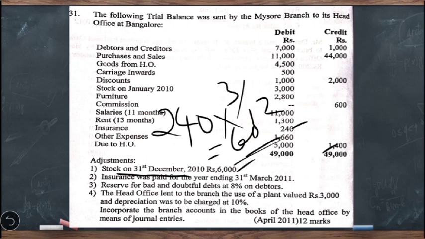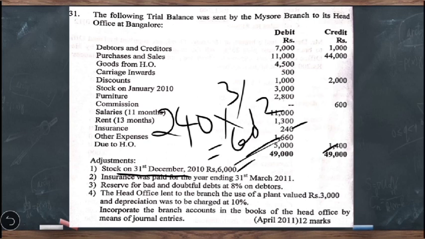Then the third adjustment given is reserve for bad and doubtful debts at 8% on debtors. So far this adjustment was not there. Now we have to create reserve for doubtful and bad debts at 8% on debtors. Total debtors we have is 7,000. On that we have to calculate 8%.